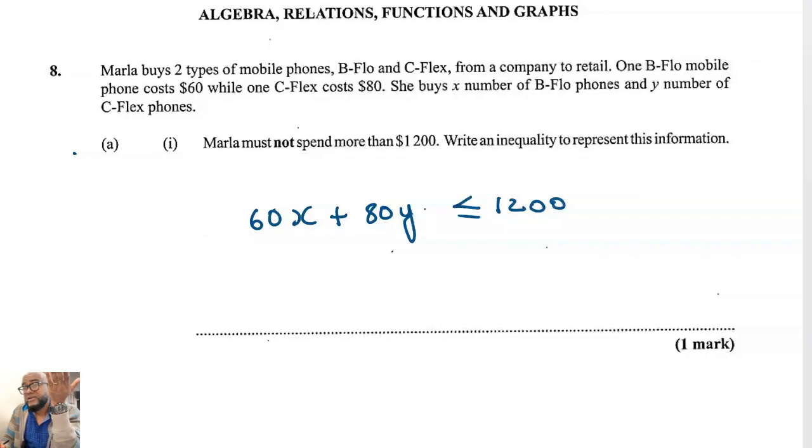because you have 1,200 in hand, right? So you cannot spend more than 1,200. If you have 2 B-Flow phones, it will be 60 by 2, plus, let me say you have 10 C-Flex, plus 80 by 10. And whatever it comes up to must be less than or equal to $1,200. Everybody clear there? Okay, 1 mark in the bag. You can write these, or you can just stay away from the tables and things, because the tables might take too long.